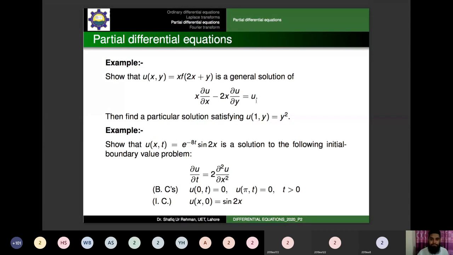On top of that, we have to find a particular solution satisfying u of 1, y equal to y squared. So apply this condition. To find a particular solution, u of 1, y means for any value of y, but for one particular value of x as 1.